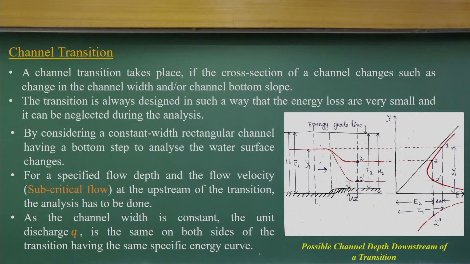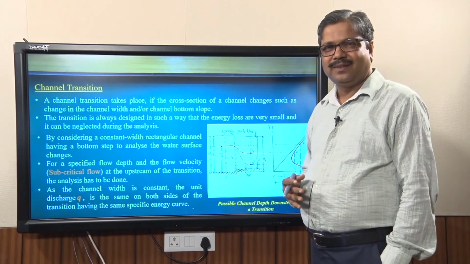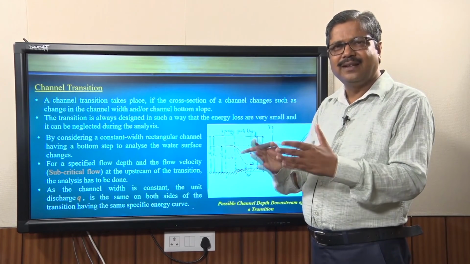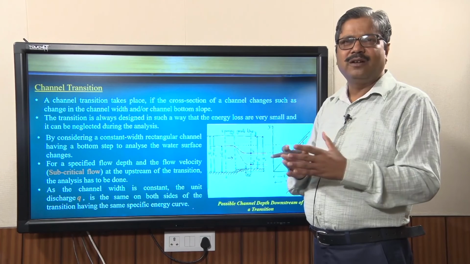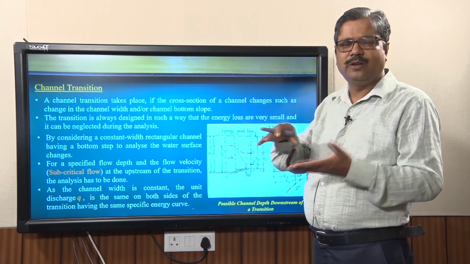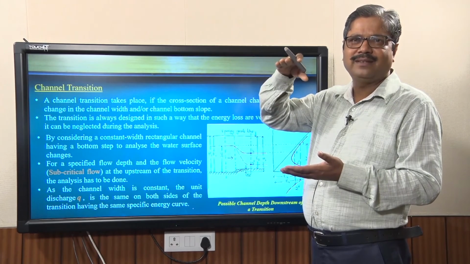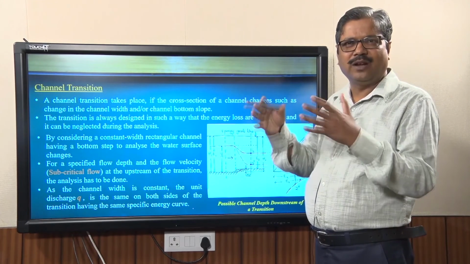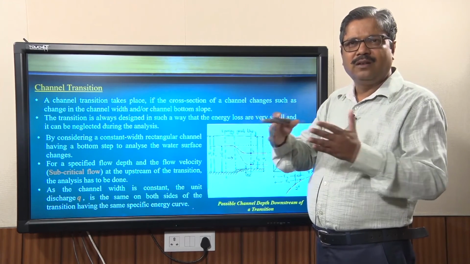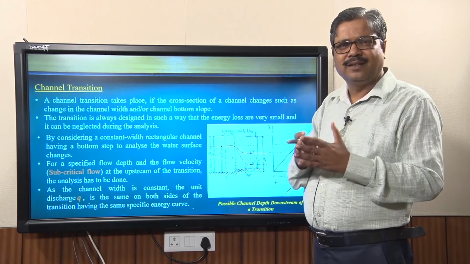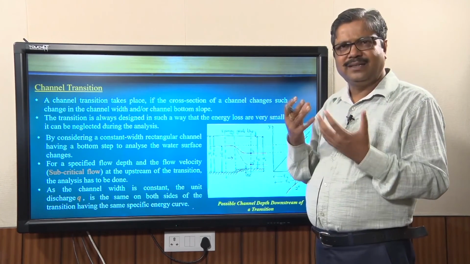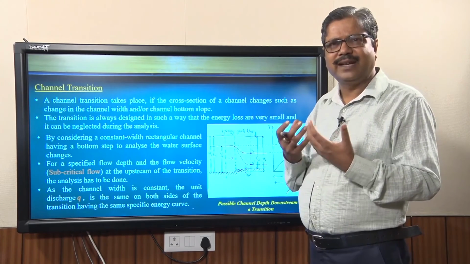Now, let us come to a real problem: channel transitions. Many times, as I said, the width of the river can increase and decrease. In the same way, in the river we can have a rise and a fall. Because of the presence of boulders, you can have an increase of bed levels, or there could be a natural fall. So, there could be a rise and fall, expansion and contractions. The river width can increase and decrease. That is what is called channel transitions.